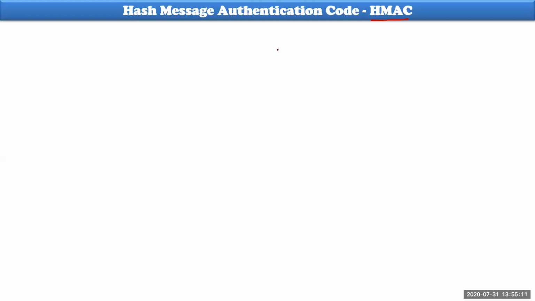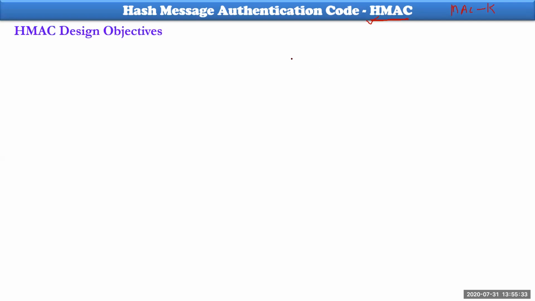So here, hash message authentication code means we have to use a key. The message authentication code MAC with a particular key will be called HMAC. So that is the basic difference between MAC and HMAC.